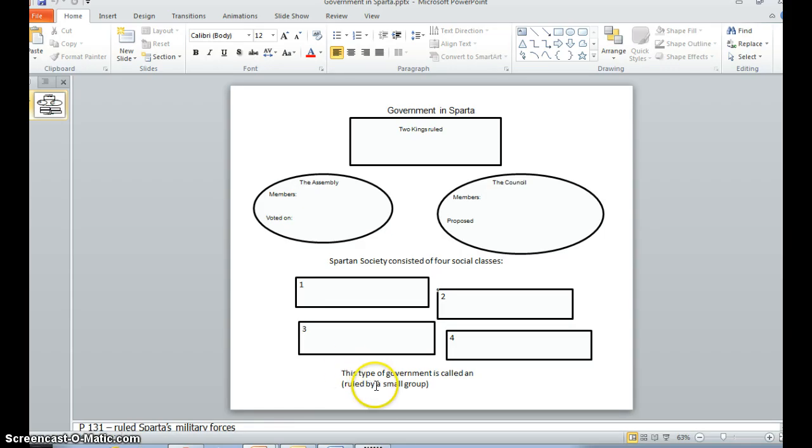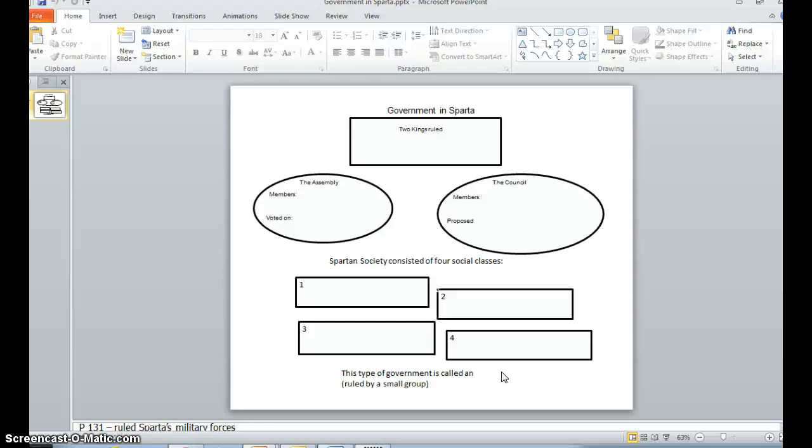Now, let's look back at our graphic organizer. Right here, this type of government is called, so when you have a government that's ruled by a small group of people, I want you to look at your vocabulary and try and come up with that answer. So what you should have come up with is oligarchy. O-L-I-G-A-R-C-H-Y. Oligarchy.